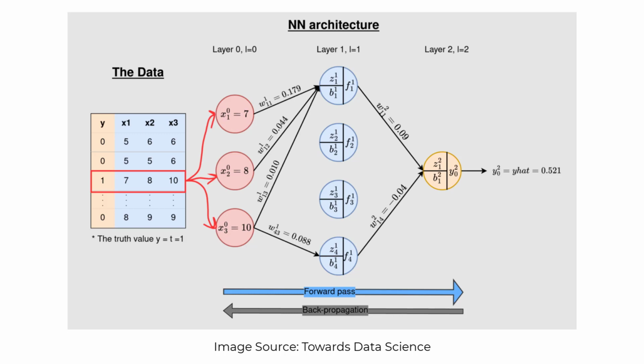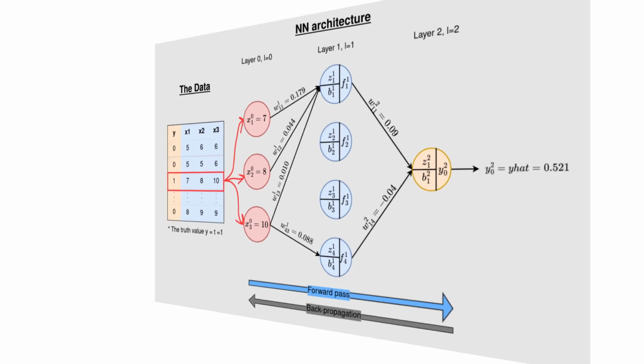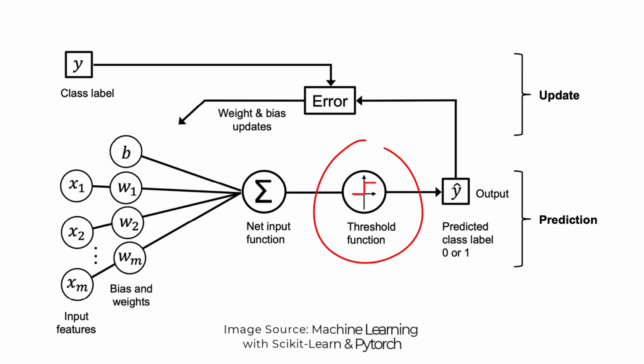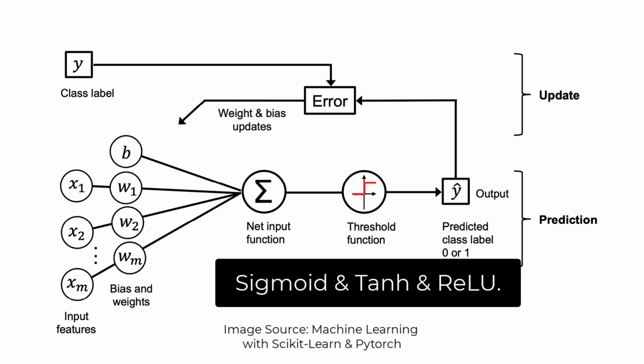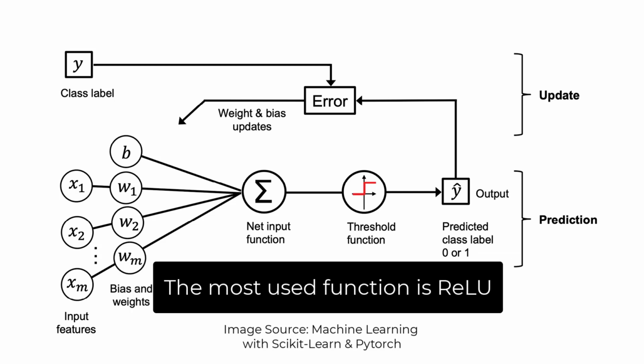Now let's take a look at the activation function in this architecture. Remember, the activation used in perceptrons was the step function. The activation function used in multilayer perceptrons can be a sigmoid, hyperbolic tangent, or ReLU. The most used function is ReLU.